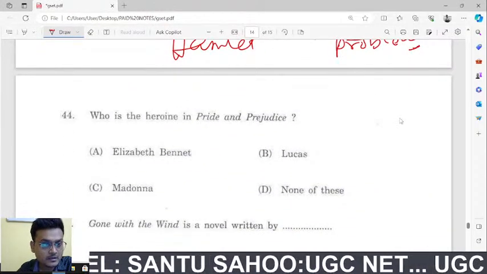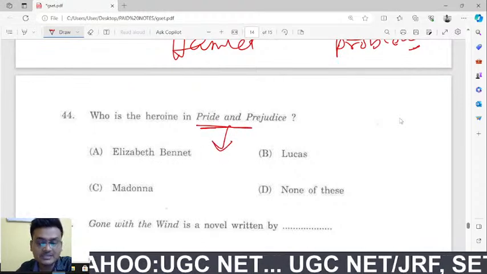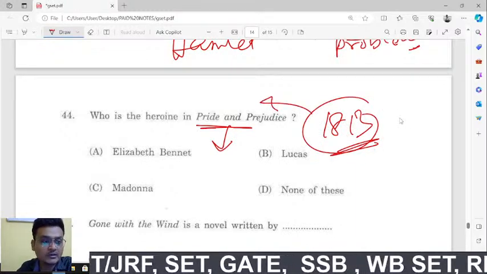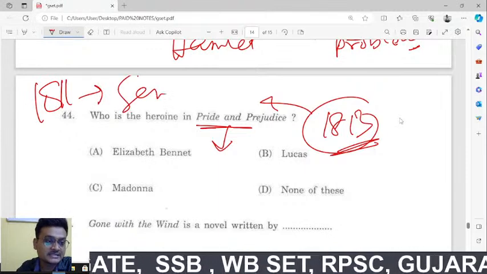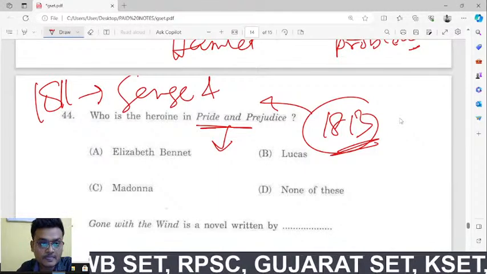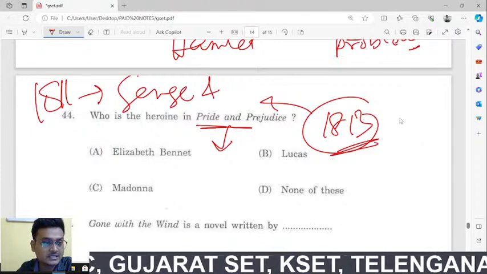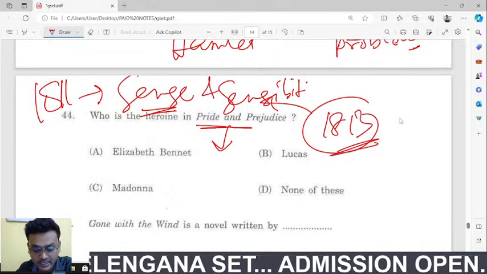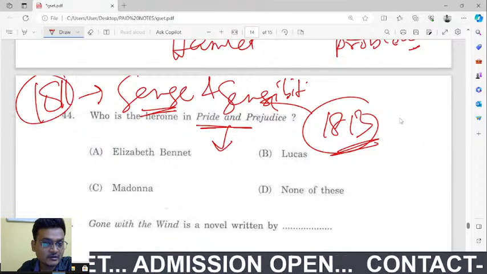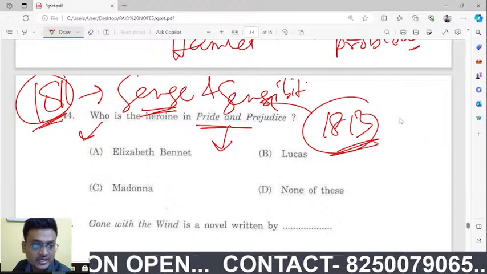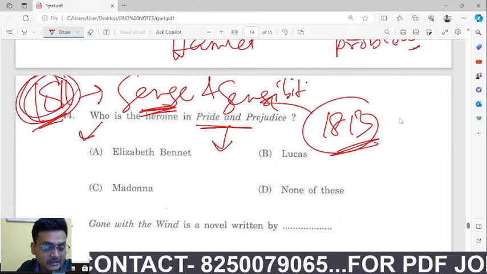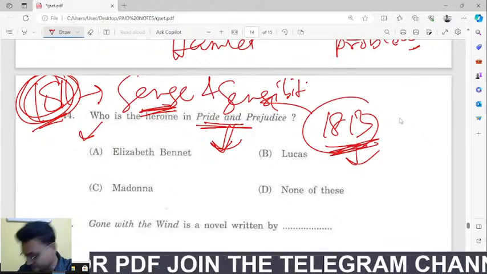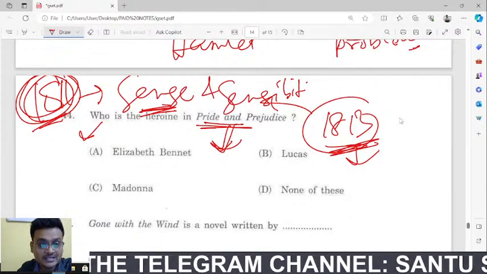Who is the heroine of Pride and Prejudice, published in 1813? Jane Austen's first novel was published in 1811, that is Sense and Sensibility. Remember that, Tahida, Biba and Pramod, those who are watching. The first novel of Jane Austen is Sense and Sensibility, published in 1811. After two years came Pride and Prejudice in 1813.